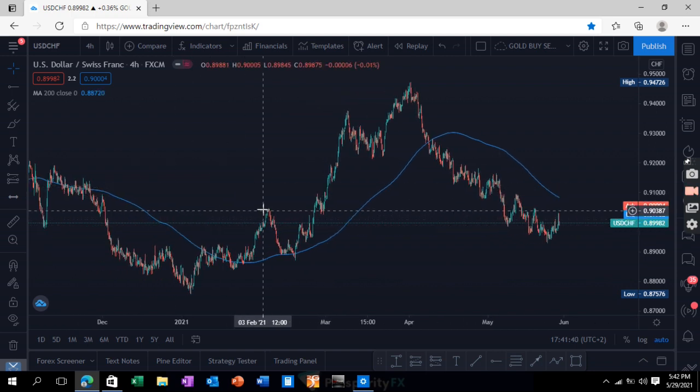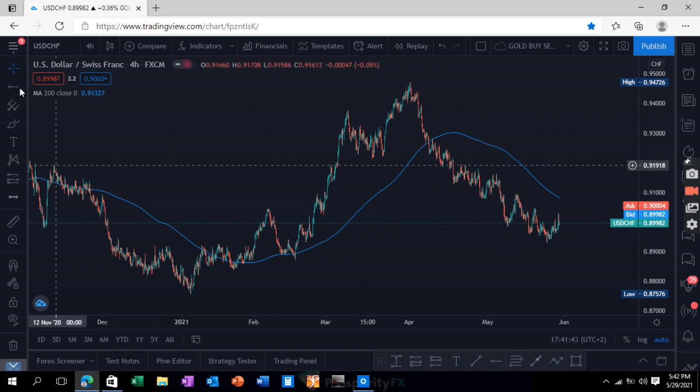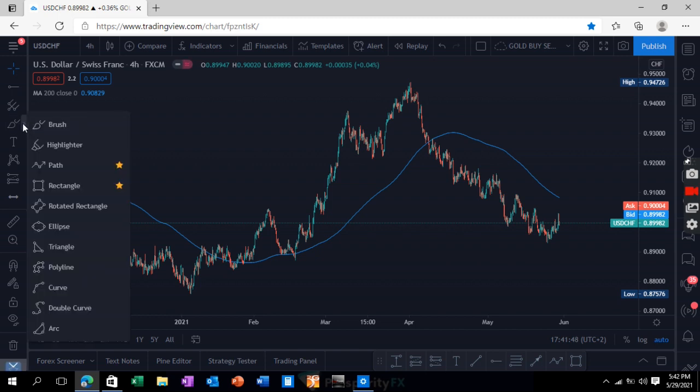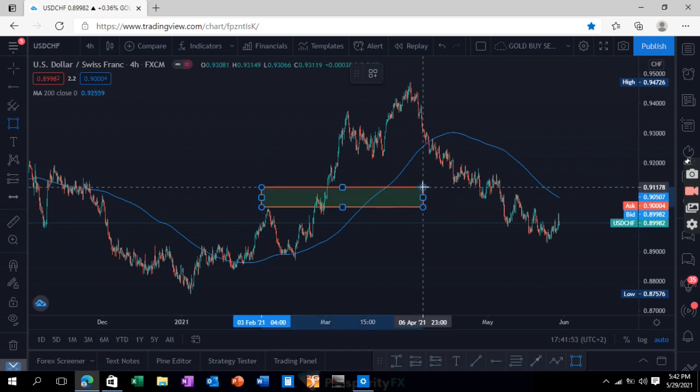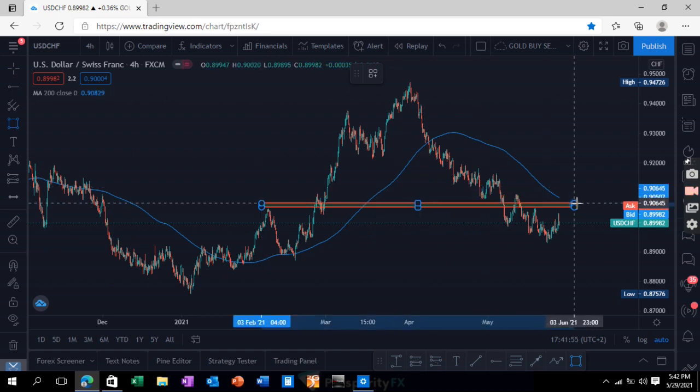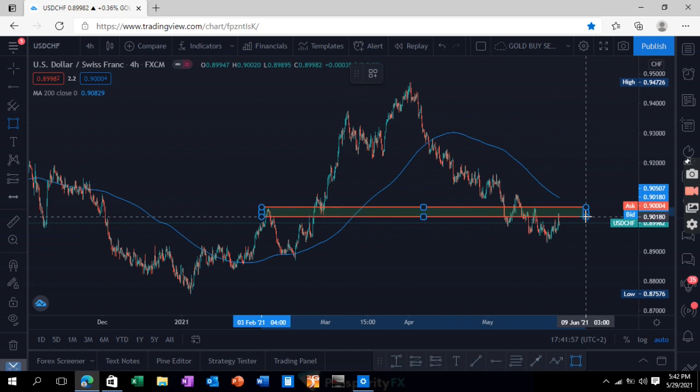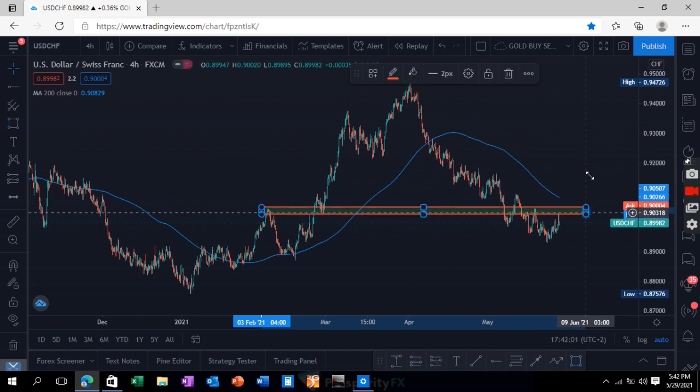Look at this level and where price is currently at. Okay, so if I can draw in my level just here, you see what's happening. So we had price respecting this area. Look at this, and this is where price recently got rejected.